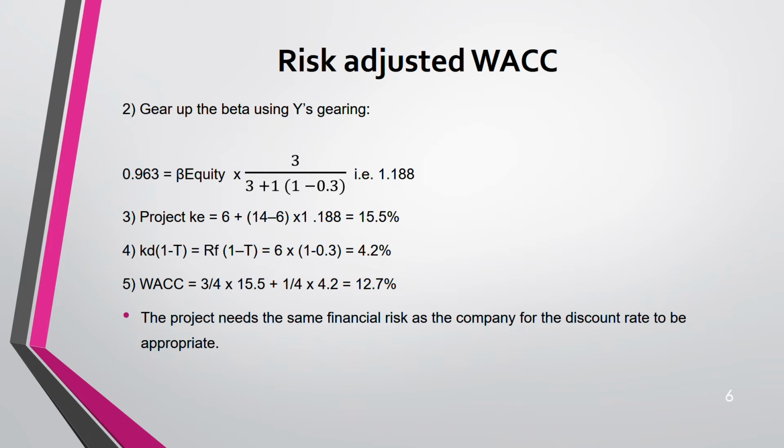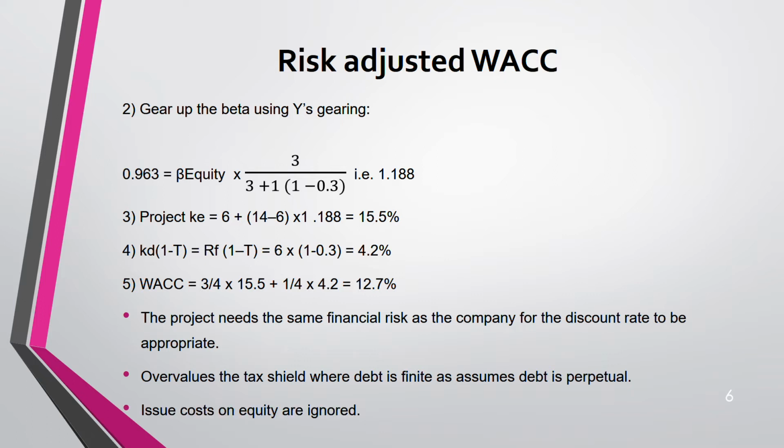Now, the project needs the same financial risk as the company for the discount rate to be appropriate. Remember, to use this 12.7% as a WACC, your financial risk has to be the same. It overvalues the tax shield where debt is finite, as it assumes debt is perpetual. Issue costs on equity are ignored. There are some things which are ignored. Issue costs are there for equity, which makes equity even more expensive, but that is ignored for this purpose. And this also overvalues the tax shield where debt is finite, as it assumes that debt is perpetual.